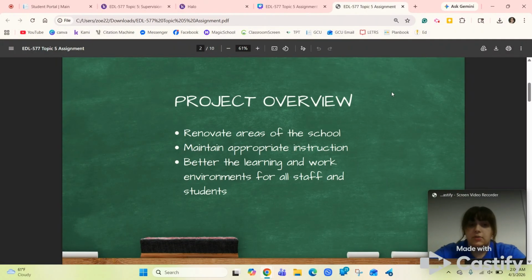While we are completing this project, we want to make sure that we are maintaining appropriate instruction time for the teachers and the students as we are working in their space. So to ensure that they are maintaining appropriate instruction for their students, we need to be mindful of how we are working within the school as we are working during the school day.